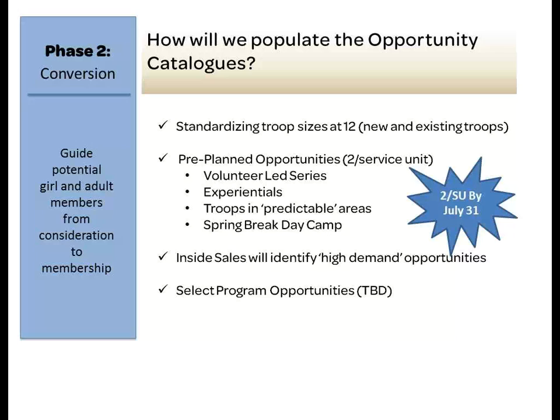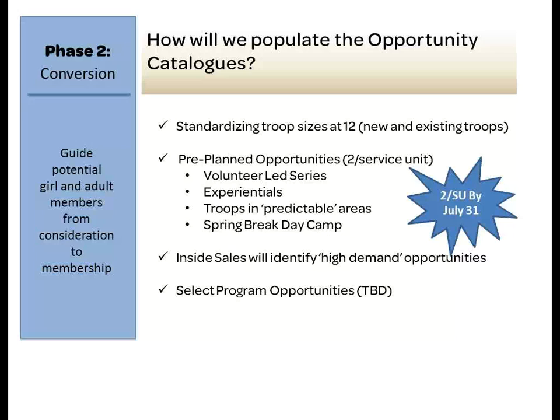So what are these opportunities? What could we pre-plan? This could be anything. These could be volunteer-led series that we know are going to happen. These can be experientials that we want to set up because we know that that's what's needed in that community. These could be troops in areas where we know troops are going to get started, and we can predict pretty well when and where those troops will meet, like if they all meet after school on a particular day. Spring break day camp, when we get to the second half of the year, can go into the opportunity catalog.